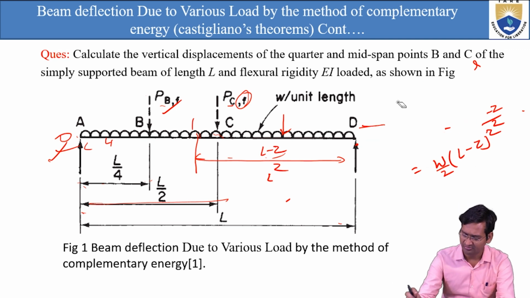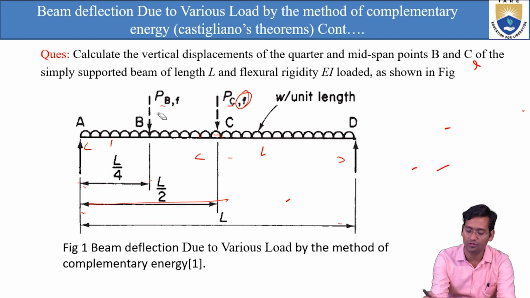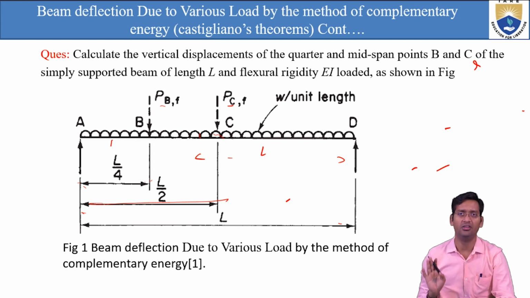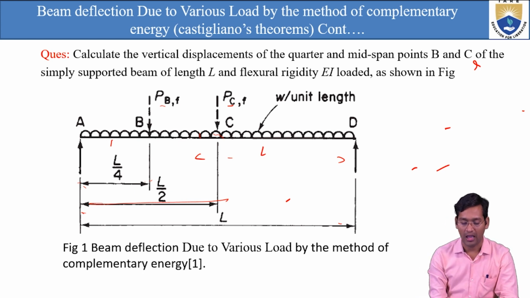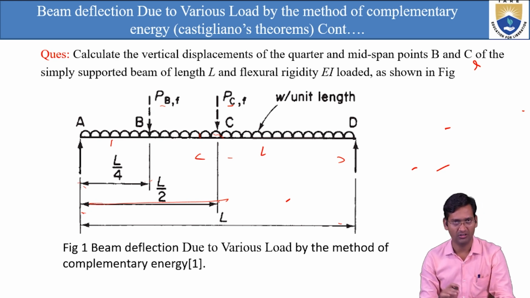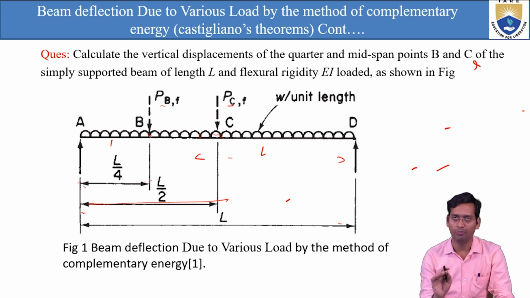So, a quick recall once again. The question is: a simply supported beam is loaded with a UDL. At L by 4 from support A and L by 2 from support A, we need to find the deflection. So assume those points as B and C. At B and C we have to find the deflection.